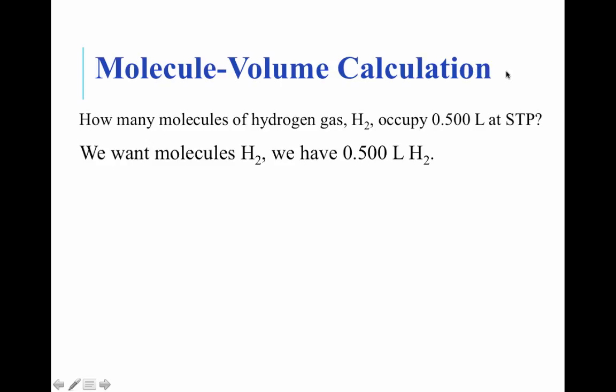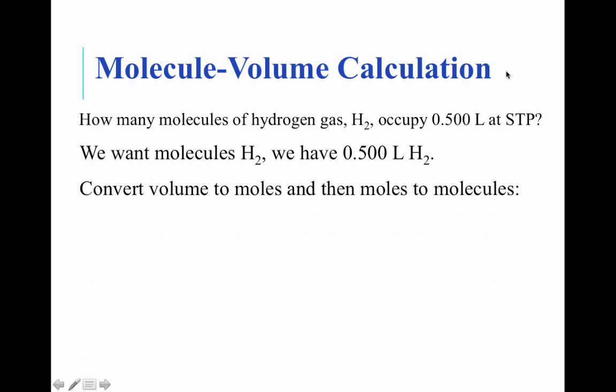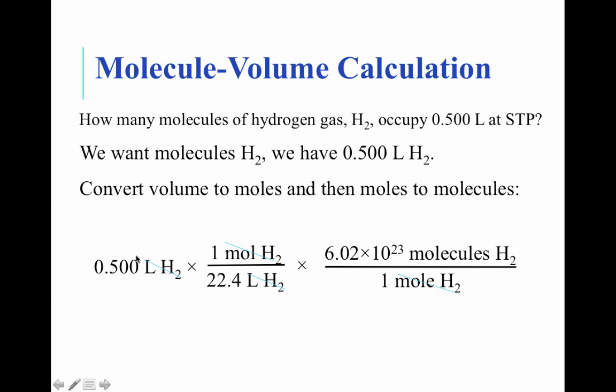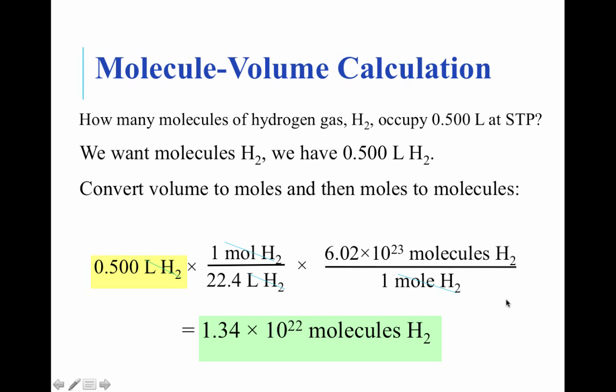So when I set that problem up, I'm going to be starting with my 0.5 liters at STP, and I'm going to go from liters to moles using my conversion that there's always 22.4 liters of hydrogen gas and 1 mole of gas. And then I'm going to go from moles to molecules using Avogadro's number. 1 mole of hydrogen gas is equal to 6.02 times 10 to the 23rd molecules of hydrogen gas. And we can see how units are canceling out, and my answer is going to be in molecules. And I get a final answer of 1.34 times 10 to the 22nd molecules of hydrogen gas.